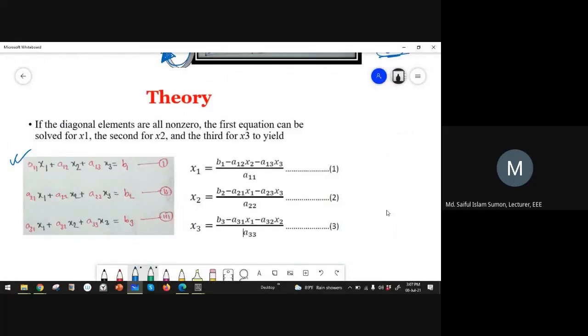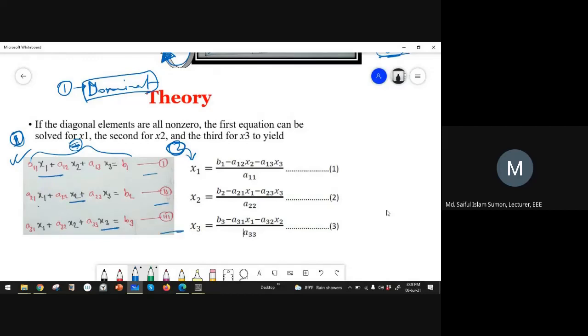Our first job: suppose these are the 3 equations. Given 3 equations, what do I need to do? At first, if they are not in a diagonally dominant form, then I need to make them diagonally dominant. Then after that, I'll simply separate the x1, x2, and x3 from the 3 equations, where they are diagonally dominant.